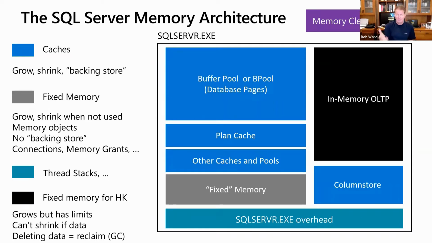It's a type of memory that SQL is managing. So for example, the buffer pool, it turns out, is the name of a clerk. We account for memory by clerks. The plan cache has a couple of different names for a clerk. Hekaton has a clerk. Other caches have these clerk names.